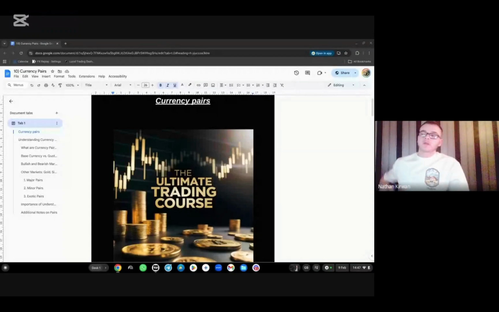This one is important. This is currency pairs, and it's important that we understand currency pairs and, when we're looking at the chart, what it is that we're trading.